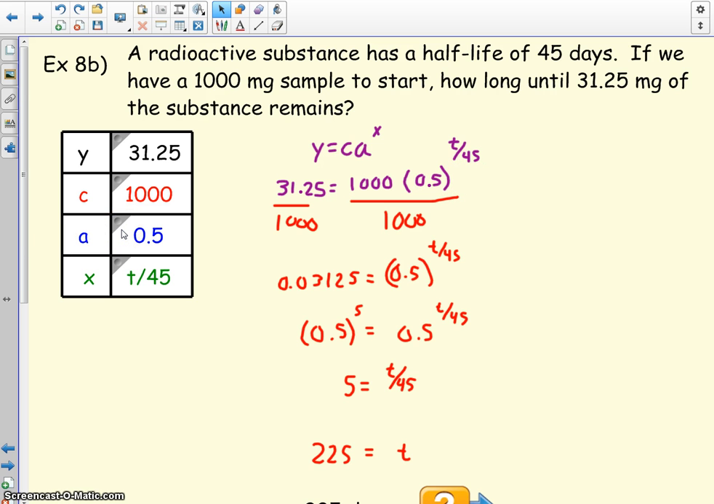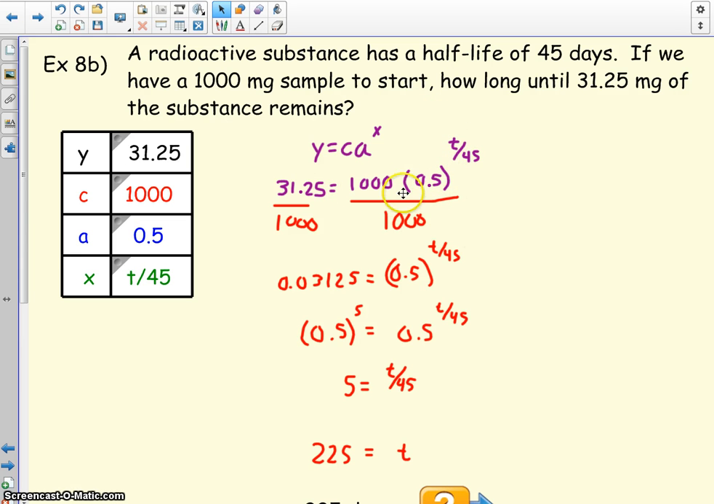And we're looking for the amount of time until we have that final amount of 31.25 milligrams. Now, again, for our exponent here, because it's a half-life of 45 days, we need to divide that by our half-life period, which is 45. So our exponent is going to be t divided by 45. So our unknown is in the exponent.